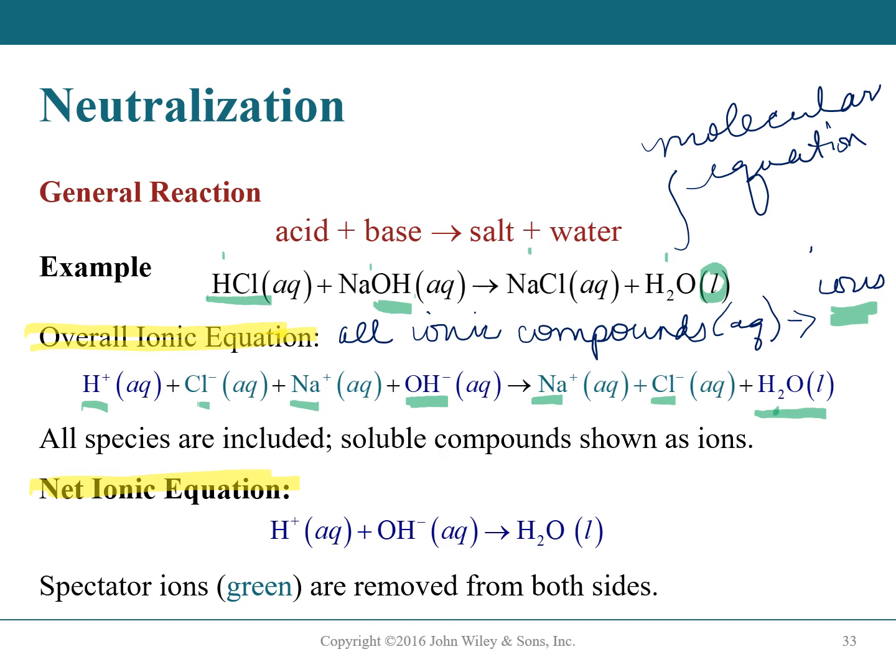Now, what do we do with all this? Well, what we need to do is figure out what is exactly the same on the product side and the reactant side. Any ion not involved in the reaction is called a spectator ion.